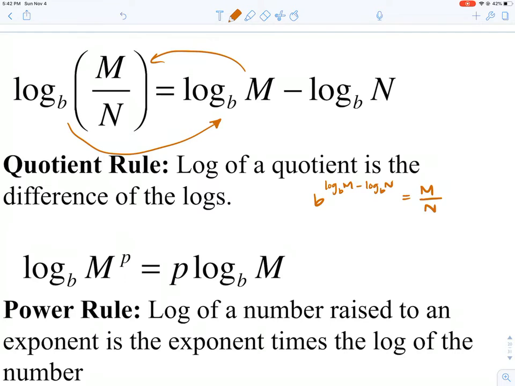Okay. Using exponent properties, I can rewrite the left-hand side here as b to the log base b of m over b to the log base b of n, right? Because if you have a quotient with the same base, you can subtract the exponents. So kind of going in the reverse. Okay, and then property 4 again. This becomes m, this becomes n.